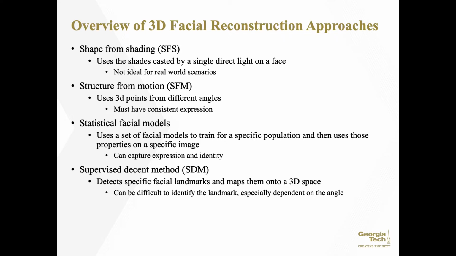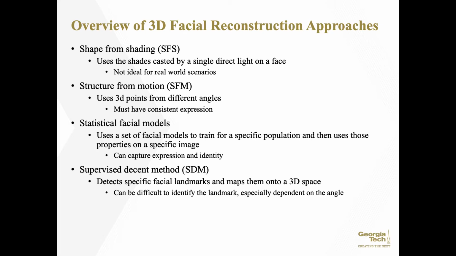This process can be automated and simplified by looking for key facial landmarks instead of looking at the entire image. These landmarks are then detected using the supervised descent method, SDM, also known as deep convolutional networks. And those landmarks are mapped onto a 3D space. This method is very accurate. The only challenge is detecting landmarks, which can be difficult, especially around the cheekbones and contour areas, when the individual's face is rotated.